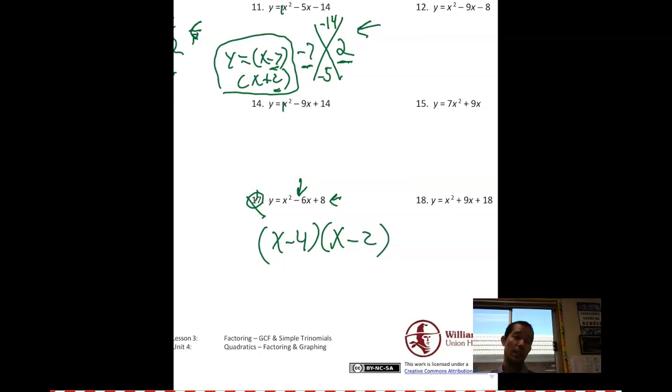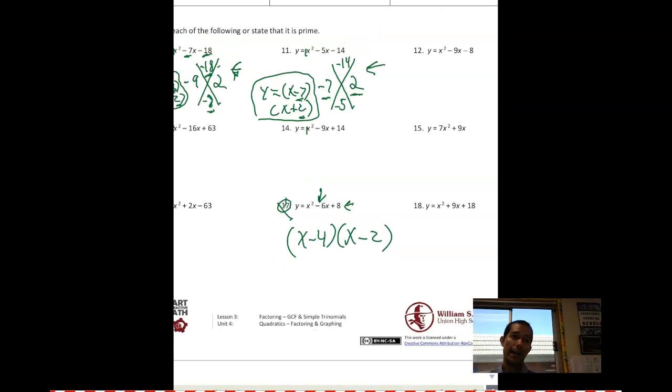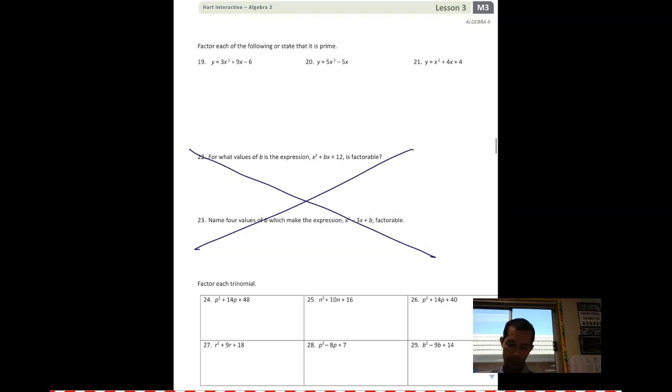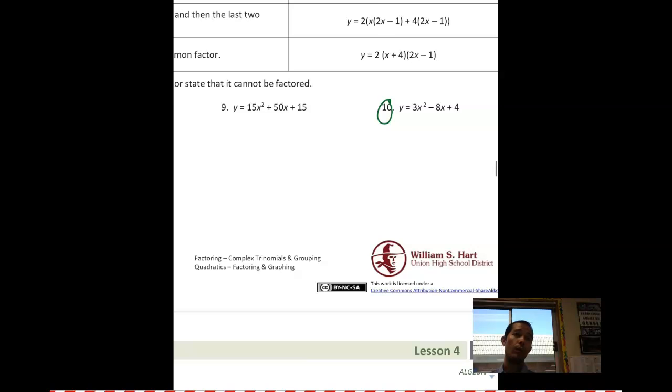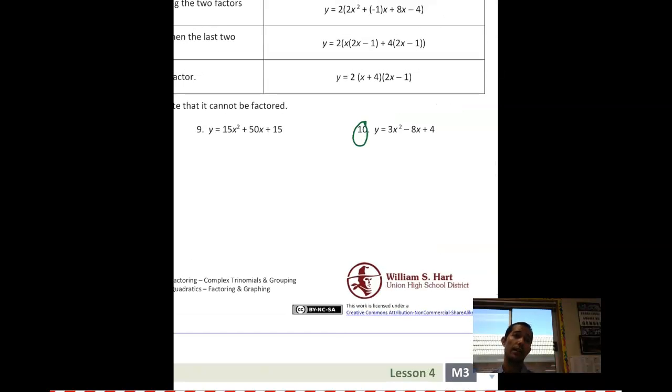All right, so now we want to understand how to factor problems that don't have a 1 in front, because all the ones that we've done so far have that 1 in front, okay? So I'm going to start with number 10. How is this problem different than the previous problems? This problem is different because there's a 3 in front. It's no longer a 1. So we have to sort of change up what we're doing, okay?